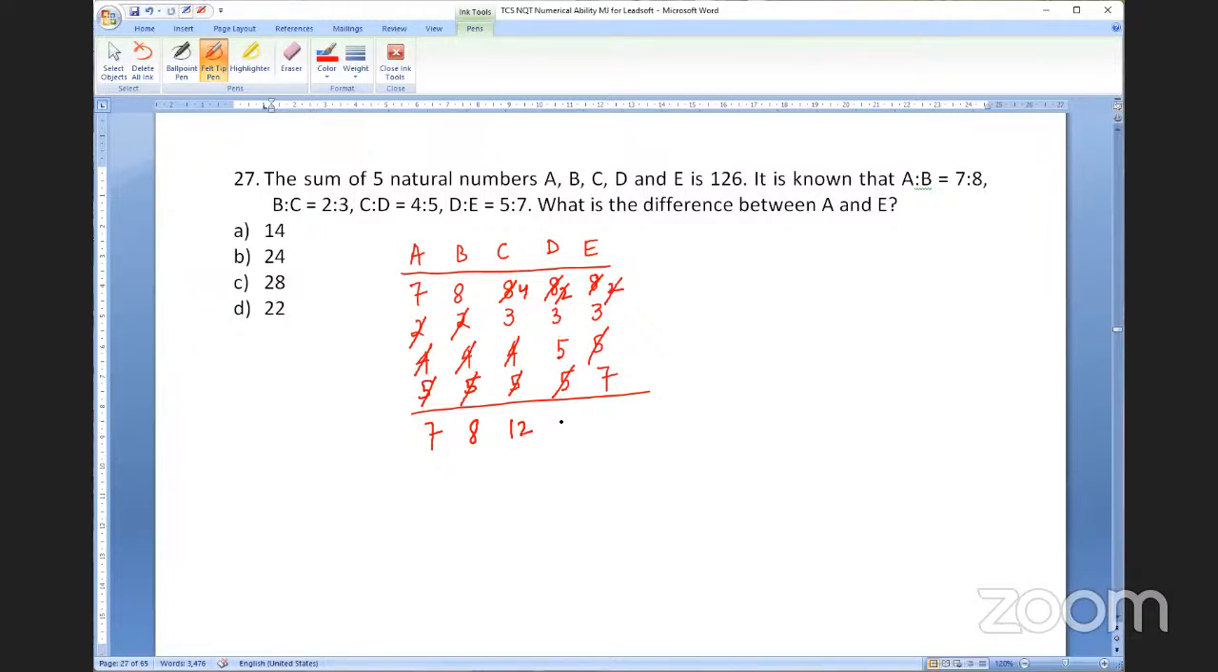D will be 3 into 5, that is 15. And E will be 3 into 7, that is 21. So the joint ratio is 7 is to 8 is to 12 is to 15 is to 21.